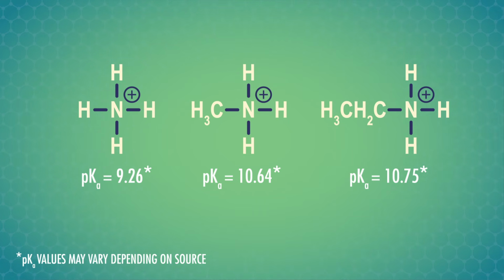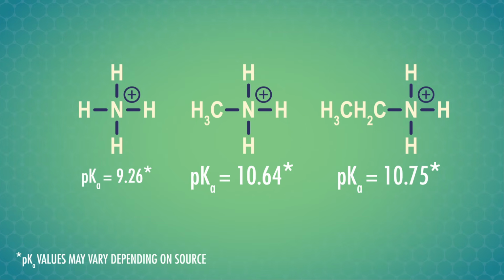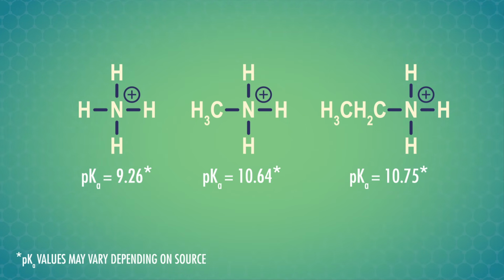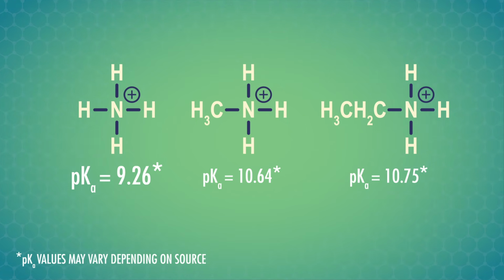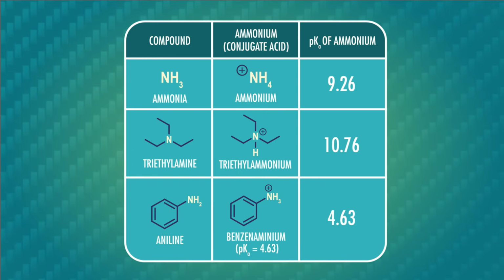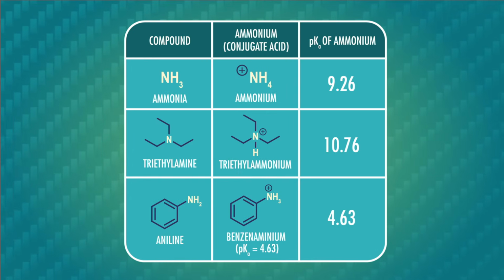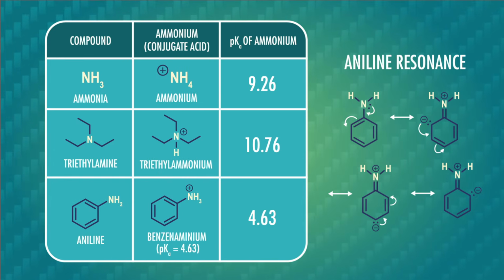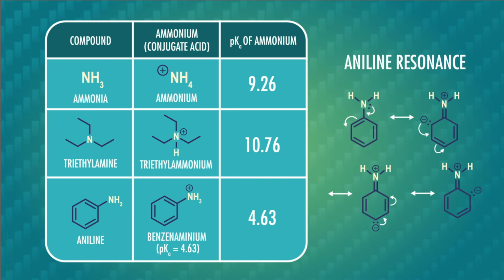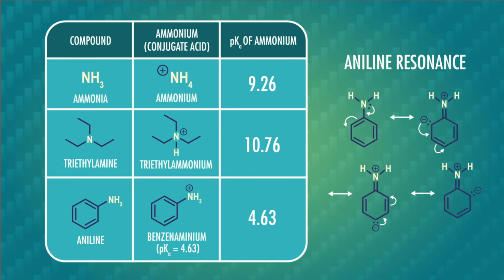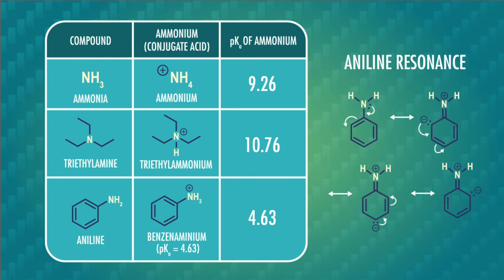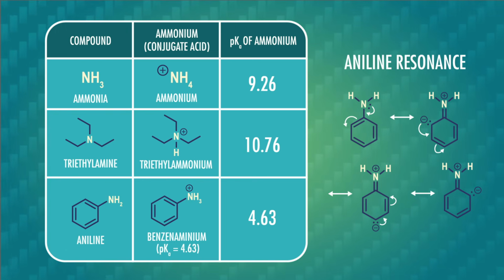We can see this effect in action when we compare the pKa values of alkyl substituted ammonium ions to the simple ammonium ion. The basicity of amines can also be affected by resonance. For example, aniline, which is a precursor of the indigo dye used in blue jeans, is a much weaker base than alkylamines. This is because the nitrogen lone pair is tied up in the resonance in the ring.